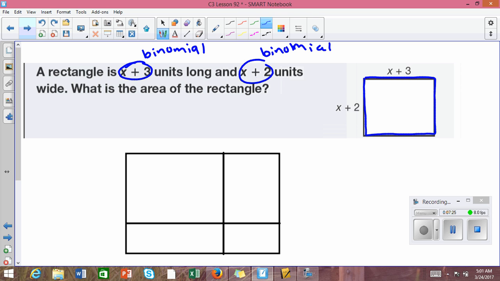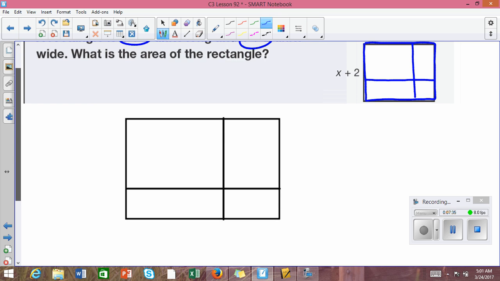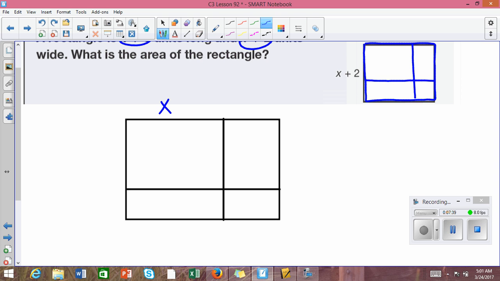So what we're going to talk about today is breaking that up. So we are going to create our area model like we just did on the last page. So here is our box. Okay, now we need to keep in mind that our first term is x. Okay, before we had a mixed number, now we have two terms. Okay, so our first term is x, and our second term is a positive 3. Okay, down here our first term is x, and our second term is a positive 2.